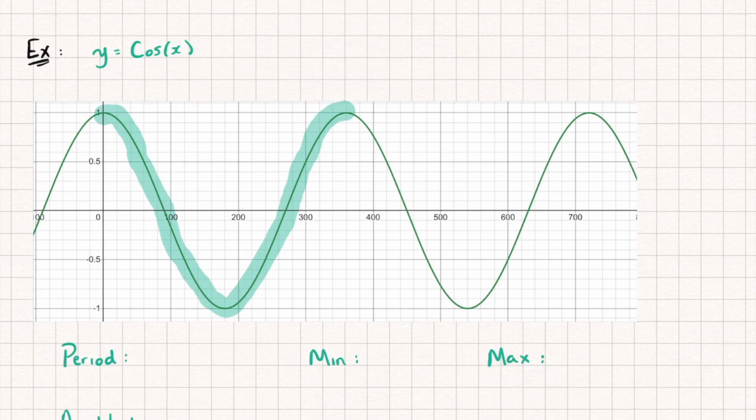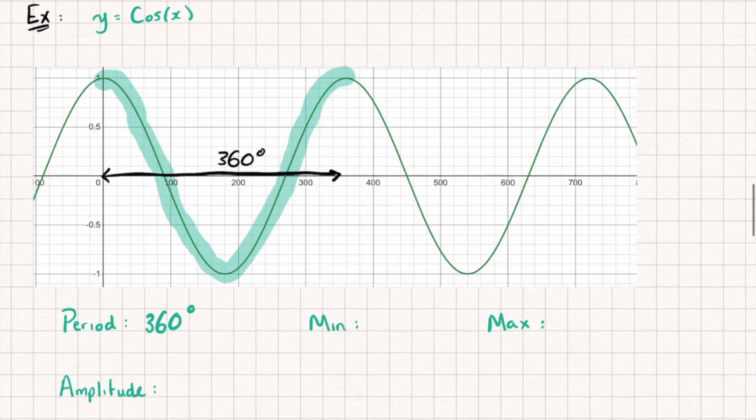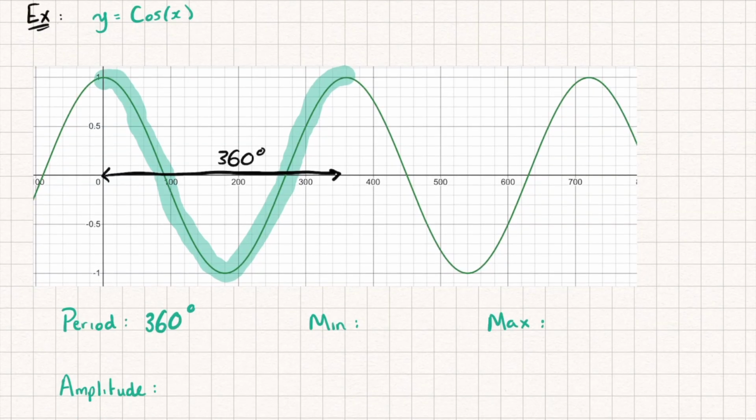And so you can see again, this is just repeating over and over again. And so the period of cos of x is the same as sine of x. It's also 360 degrees. So let me annotate that on here. So there we go, 360 degrees. Now if we look at the maximum and minimum, it has the exact same property. It's got a maximum of 1 and a minimum of negative 1. Hopefully you can see that, so I'll write those on.